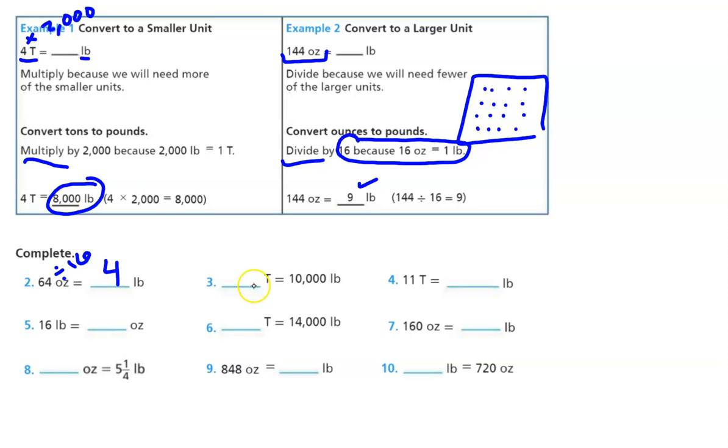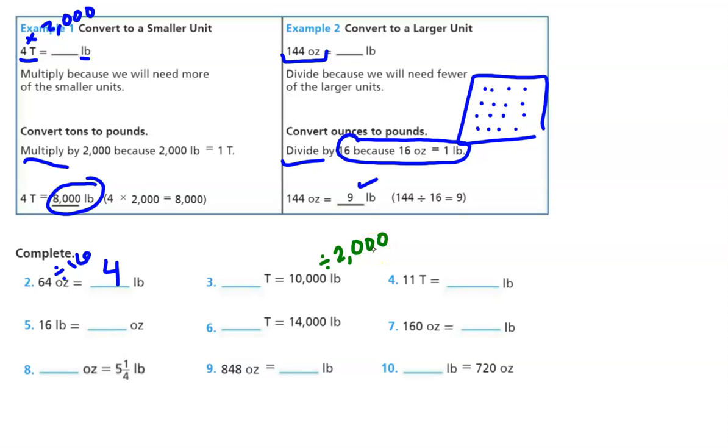I'm going from pounds to tons. I want to know how many tons there are in 10,000 pounds. Now they've written it kind of backwards. So really what I'm doing is I am still converting to a larger unit because tons are bigger than pounds. I'm actually going to take this number and I'm going to divide it up by the number of pounds there are in a ton, which is 2,000. So I'm going to take 10,000 and I'm going to divide it by 2,000.